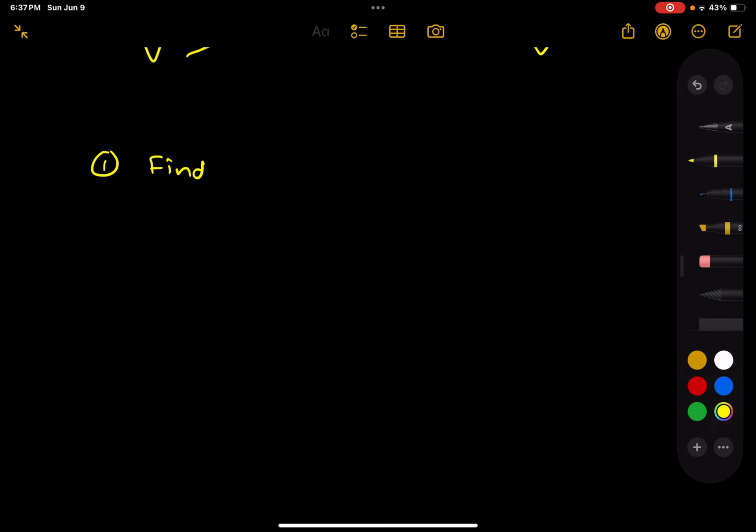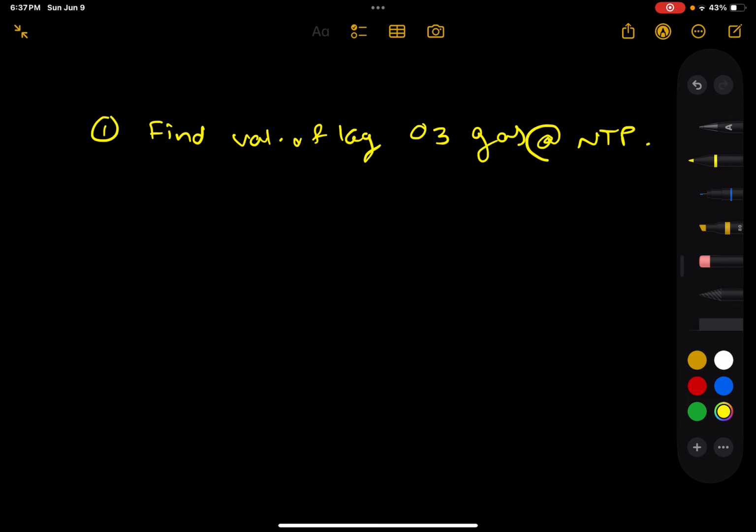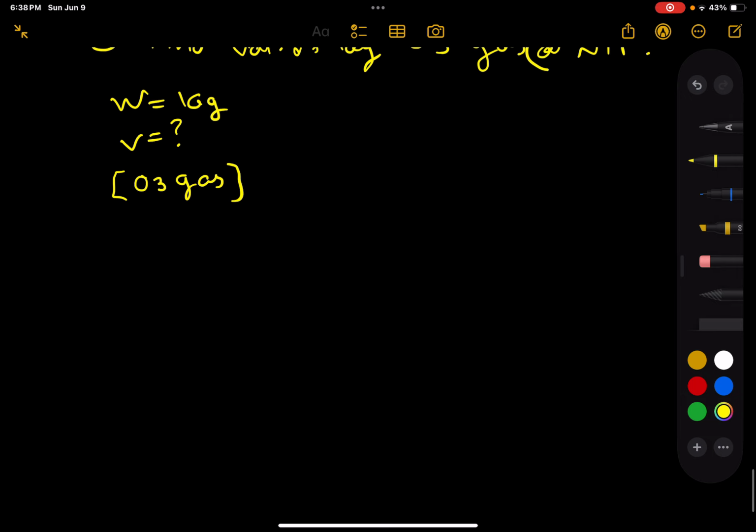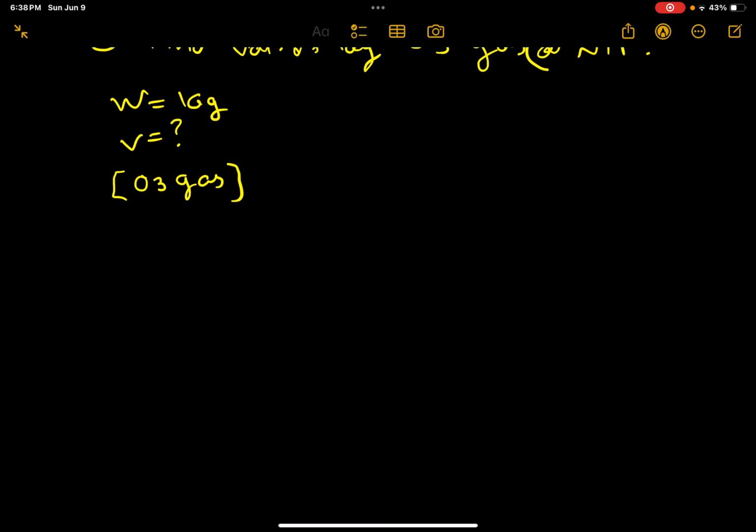Find the volume of 16 gram O3 gas at NTP. So we're given the weight as 16 gram and we want to find the volume of O3 gas. Now the first thing we have to do is find the number of moles.